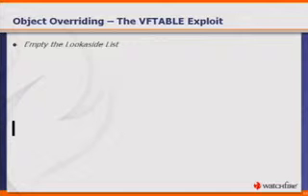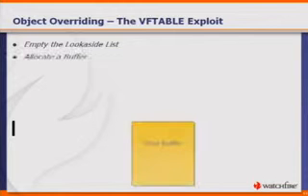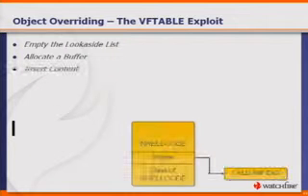So, first of all, I'm going to make the application empty the look-aside list of the relevant size. How am I going to do that? I'm going to make the application make many allocations of buffers of the same size. Then I'm going to make the application allocate a new buffer. Afterwards, I'm going to insert this content into the newly allocated buffer.